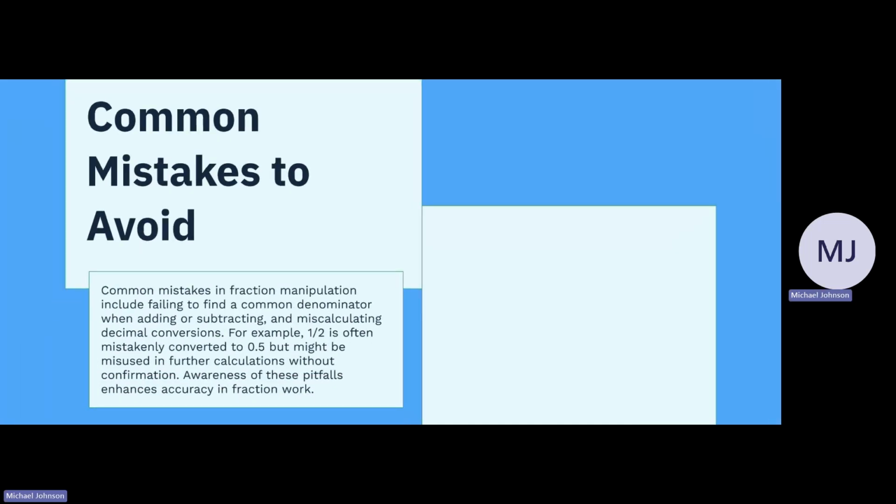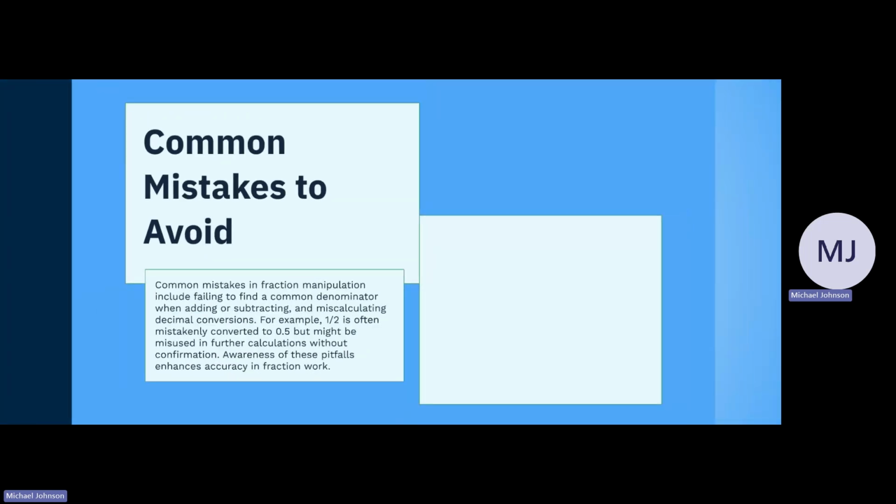Common mistakes in fraction manipulation include failing to find a common denominator when adding or subtracting and miscalculating decimal conversions. For example, 1/2 is often mistakenly converted to 0.5, but might be misused in further calculations without confirmation. Awareness of the pitfalls enhances accuracy in fraction work.